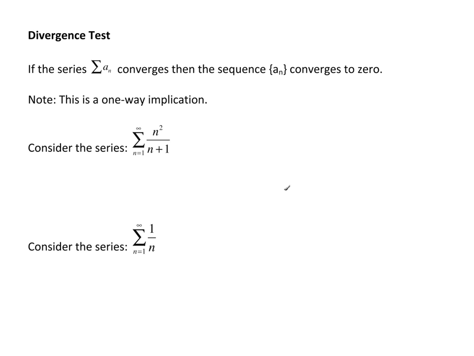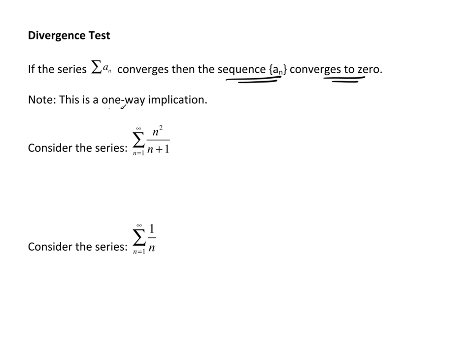Let's take a look at the divergence test. We've already actually done this. We haven't necessarily formalized it, but we've already looked at this idea. If the series sum of a_n, this infinite series, converges, then the sequence a_n must converge to 0.